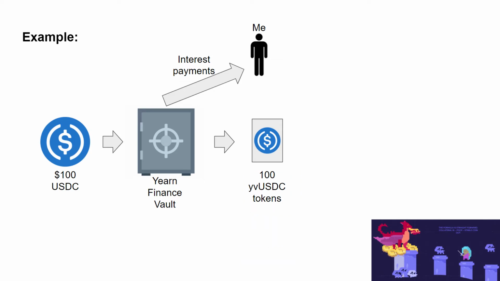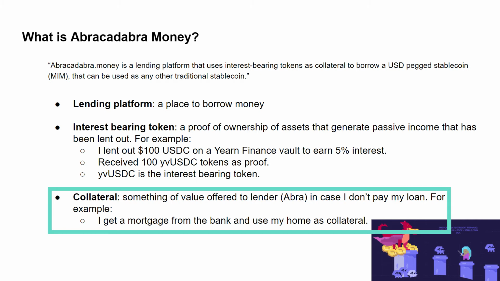Prior to Abracadabra, the problem with holding the YV USDC token is that my funds are locked up in the Yearn Finance Vault and I can't access my deposited USDC to do something else without withdrawing it from the vault. Abracadabra has allowed users to offer up their interest-bearing tokens and other assets to be used as collateral to borrow money. Collateral is something of value offered to Abracadabra if the borrower fails to pay back the loan.